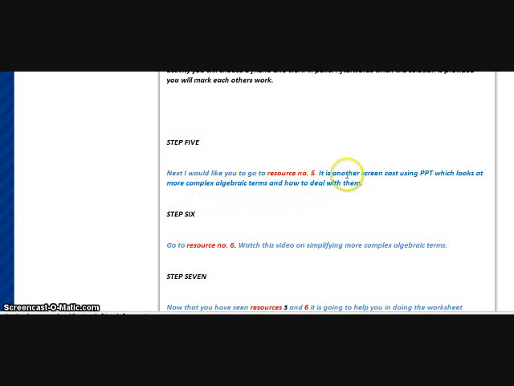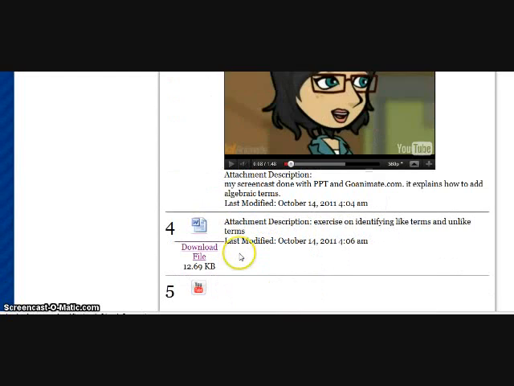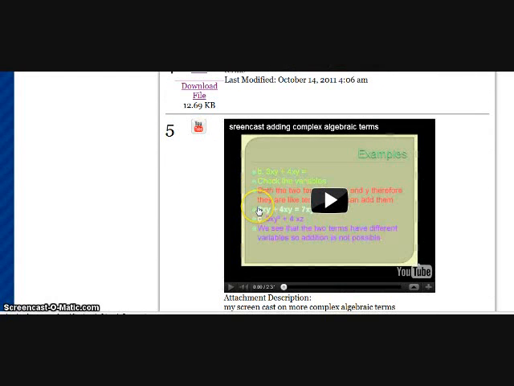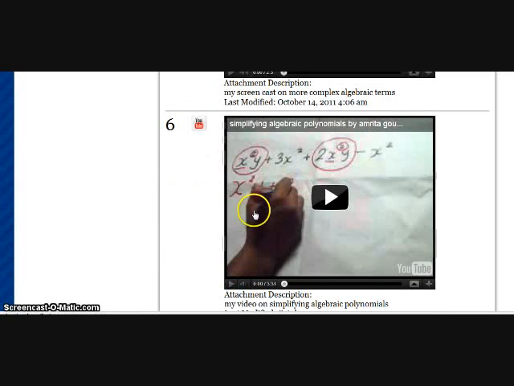Step 5 is another screencast that I have prepared using PowerPoint, and it looks at more complex algebraic terms. Resource number 6 is a video that I have prepared on simplifying more complex algebraic terms. Let's have a look at resource number 5 and resource number 6. So that's the screencast on more complex algebraic terms, and that's a video on simplifying algebraic polynomials.